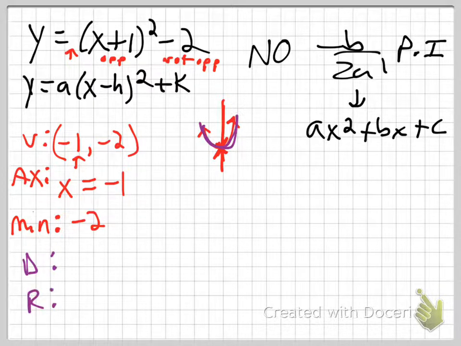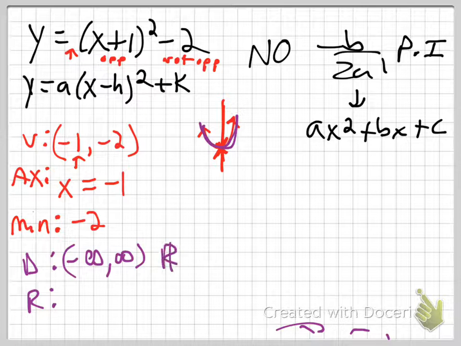Well, if you sketch your graph, you can see you can plug any x into this. We don't have any denominators or anything like that. Any x would plug into this function and spit out a y. So we know that's negative infinity to infinity, or all reals. Now the range is a little different.